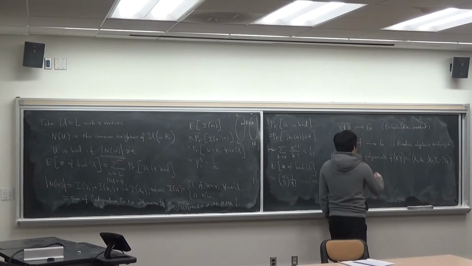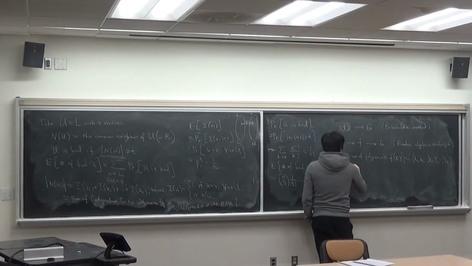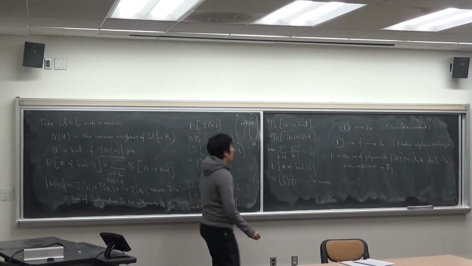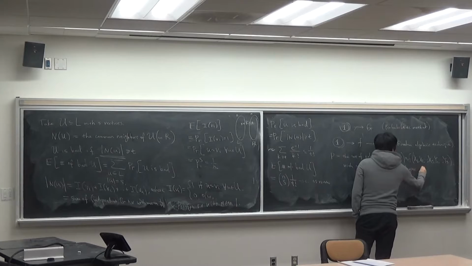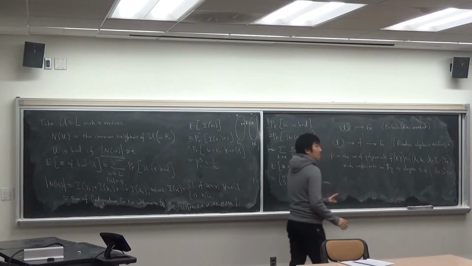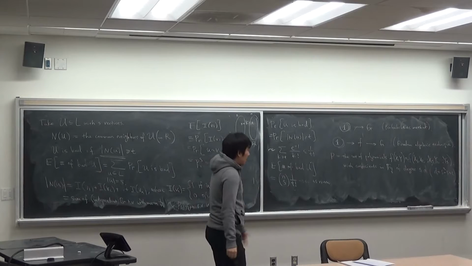And also the coefficients of this polynomial are in F_q, where F_q is some finite field, of degree less than or equal to D. Specifically, here I will take D to be s squared minus s plus 2. But this will not be important for the time being. We will get back to this D later, the specific D.